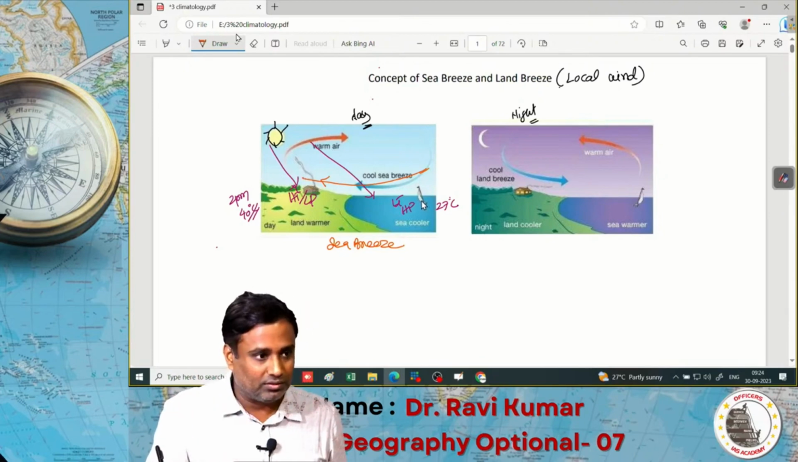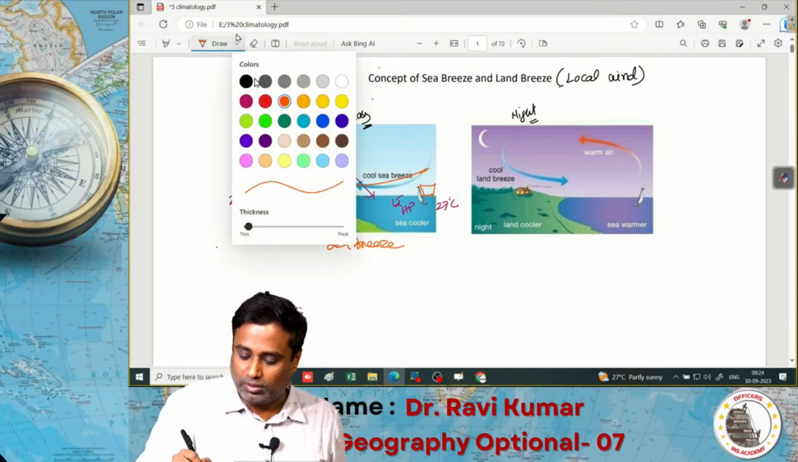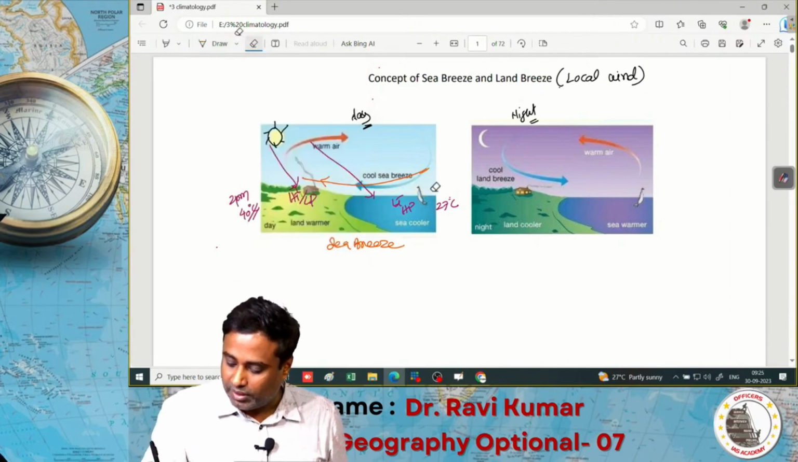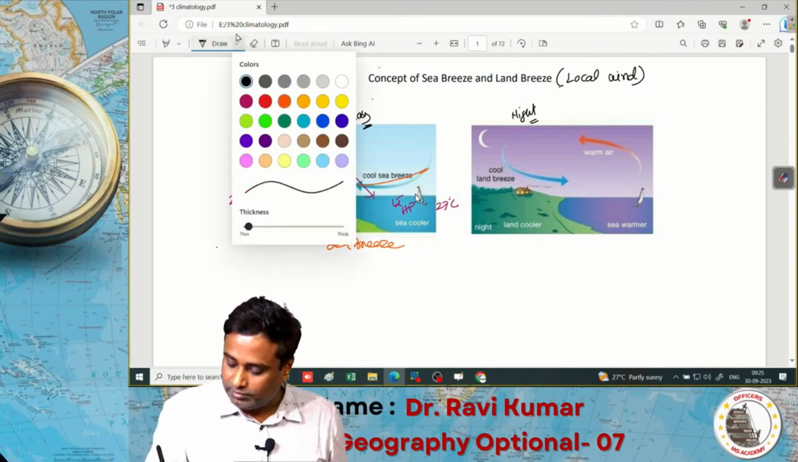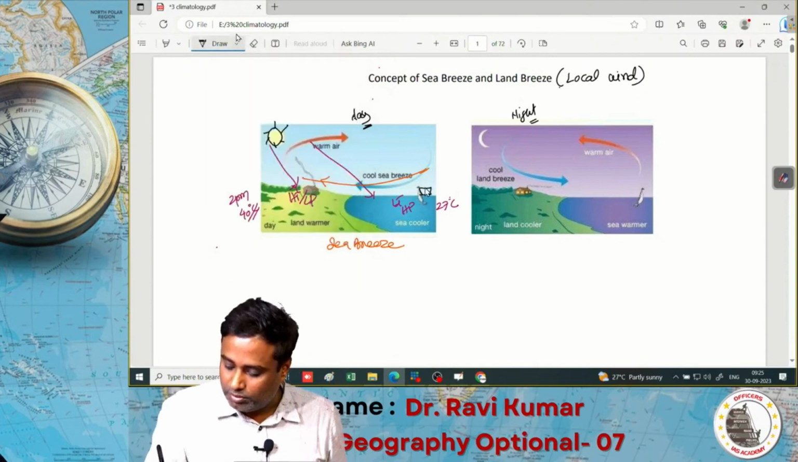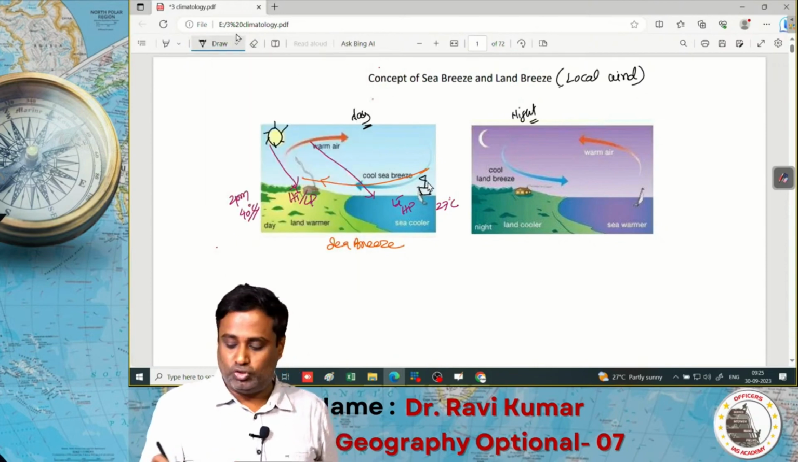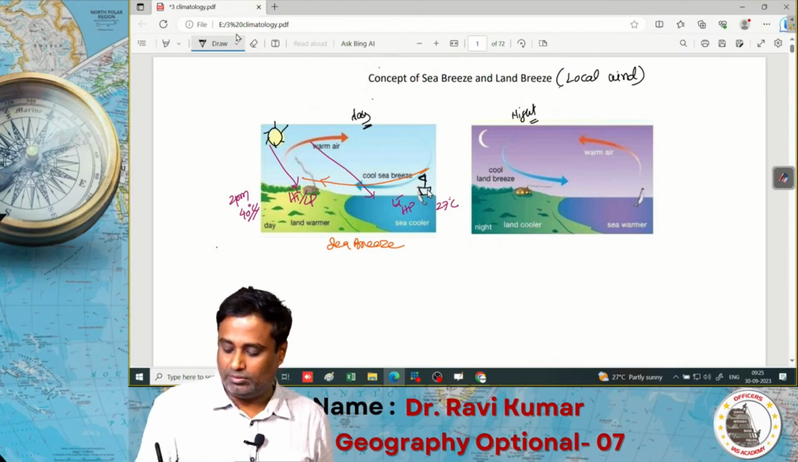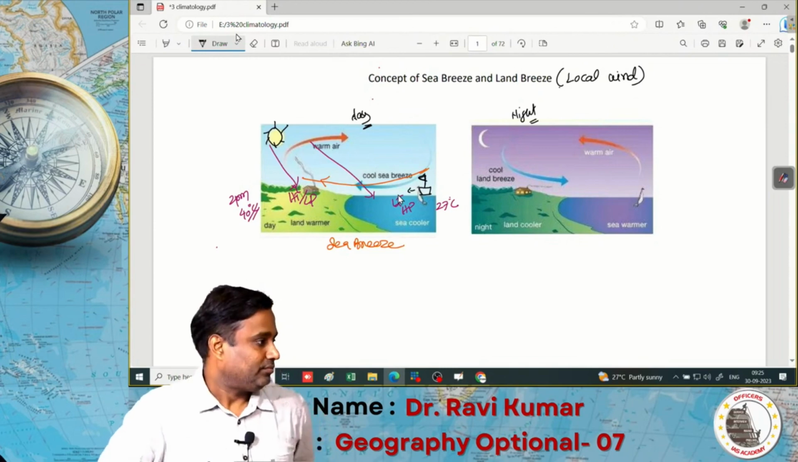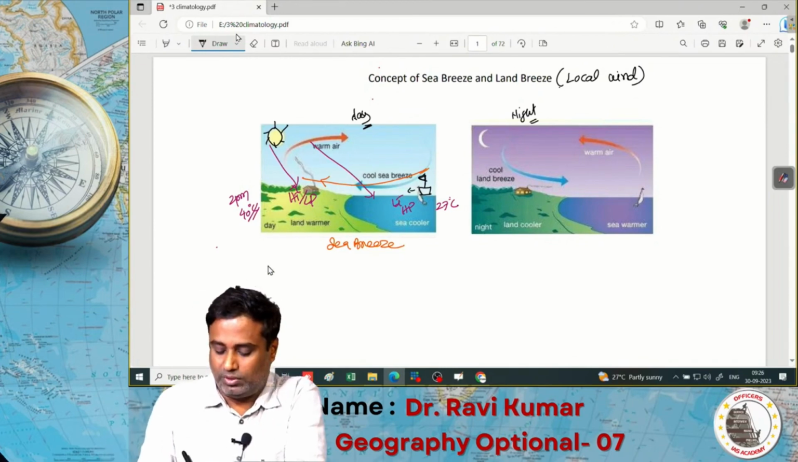Here there is a boat. Which direction is the boat moving? Towards the land. I'll show you how to draw the boat. This is a very important component, so don't miss drawing it. Suppose you draw a boat, put the flag on the opposite side, since the boat is moving towards land. Like this you can draw the picture.